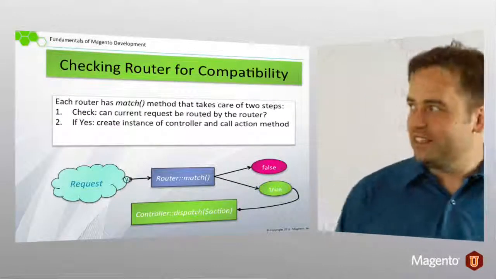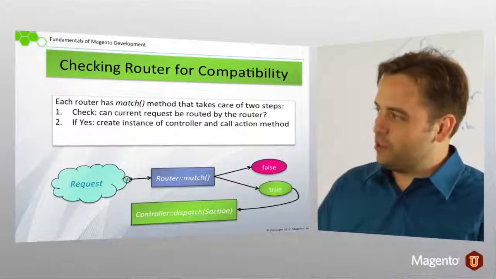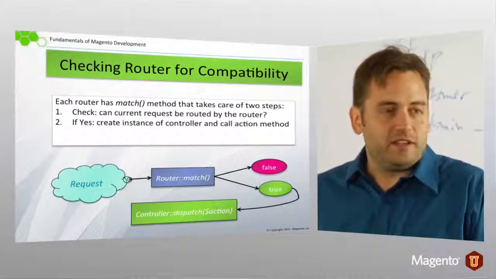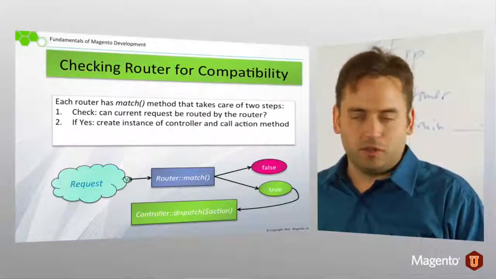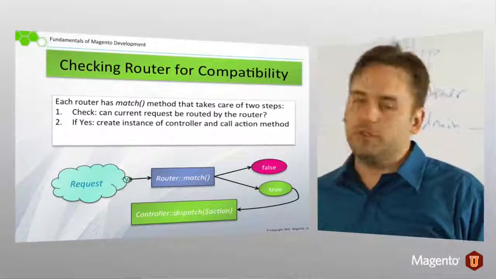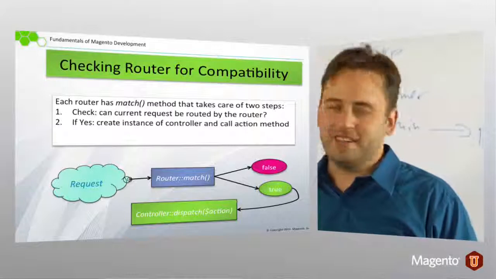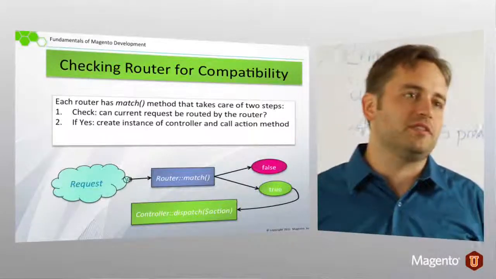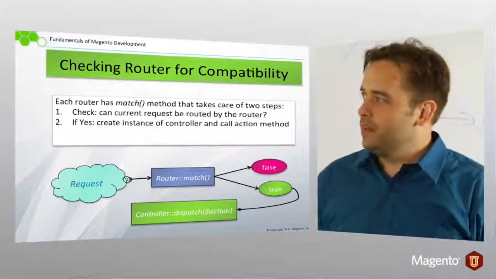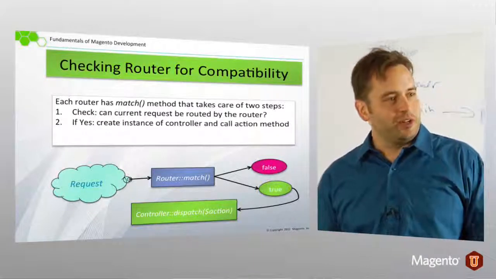So another way of looking at this is basically the request comes in. Each router is asked, do you have a match for this? And it's either false, so we keep on looking, or it's true, and then we dispatch. Okay? I know I'm flying through this, but that's because this is background information. This is fundamentals of development, not fundamentals of Magento routing. Fortunately, we're not spending a week on this.